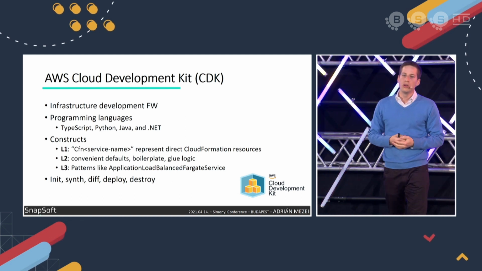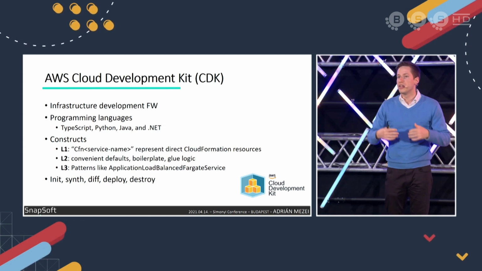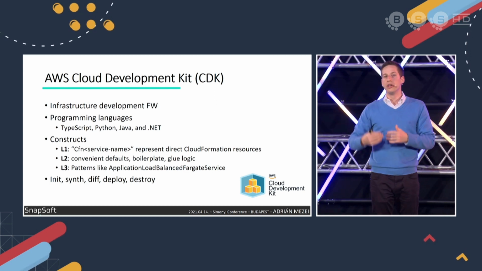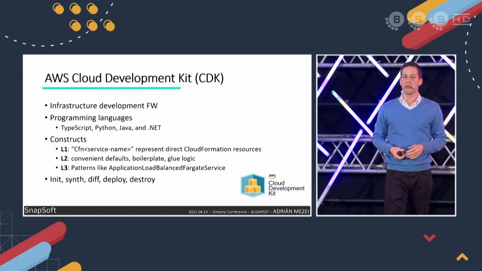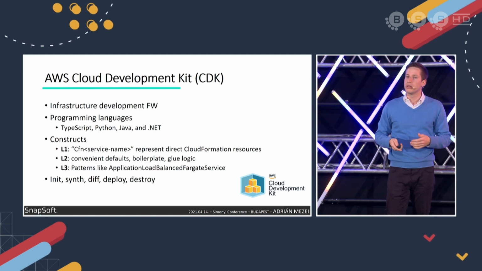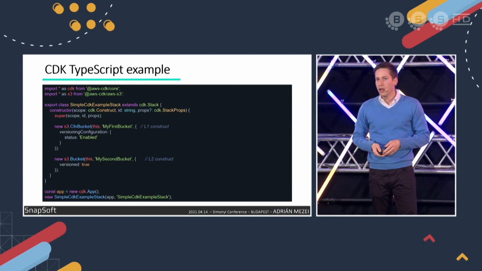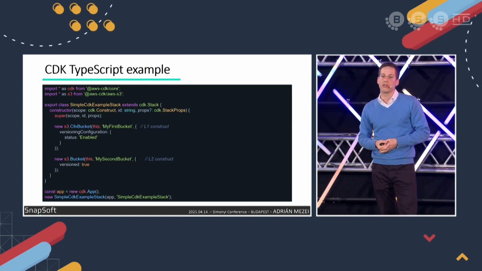At level 2, you have a lot of convenient defaults already configured for you, and it's much easier to configure using level 2 constructs. It saves you a lot of time, and you can avoid a lot of boilerplate code here. So let's have a look at it. How does it look?